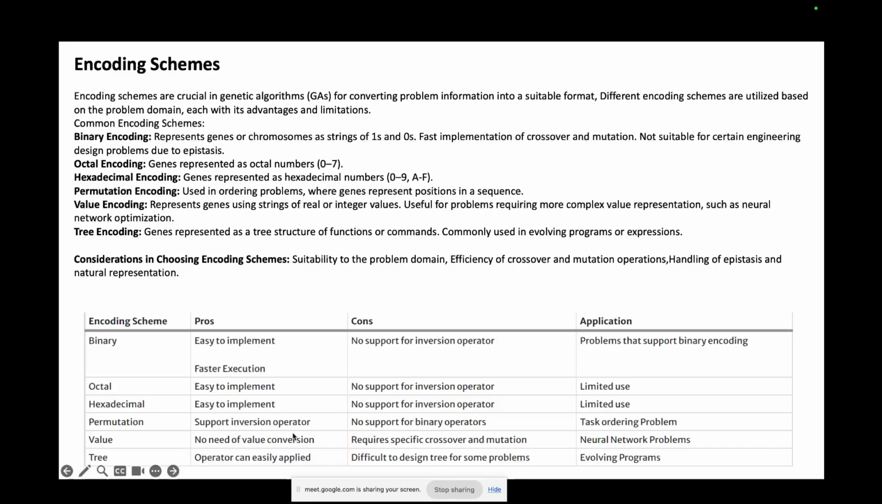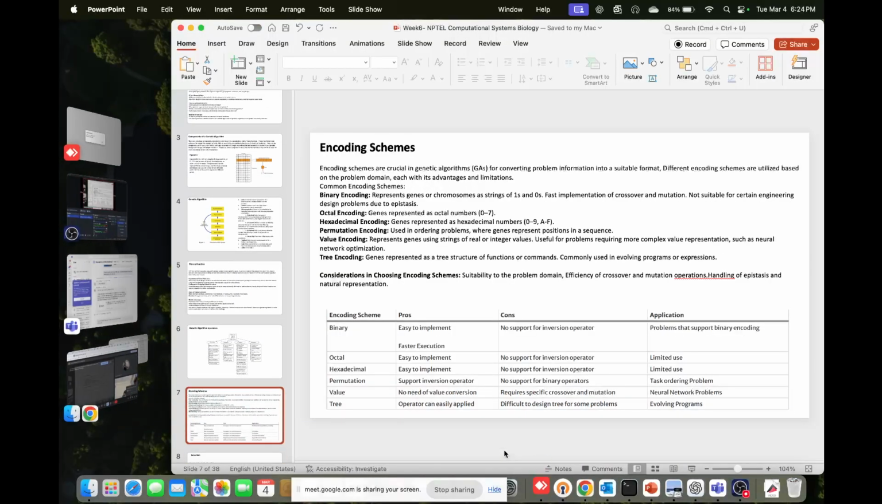So mostly for our cases we use value encoding, where there is no need for value conversion, which is a pro. But in the con, it requires specific crossover and mutation, because if you do a single point crossover, basically you are defining that at this position this crossover will take place. But in a real valued system, that is not very effective. If you want to do a single point crossover, it doesn't become much effective, because you're just changing the values of one gene to another. But if you imagine a binary encoding getting crossed over, it's basically changing the whole gene itself.